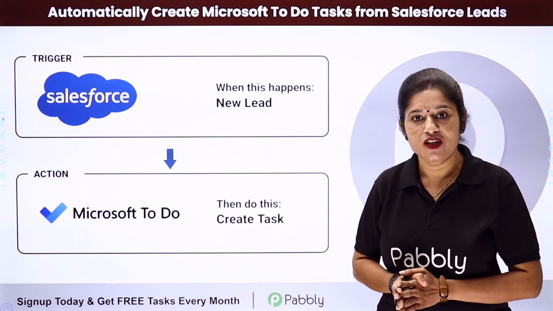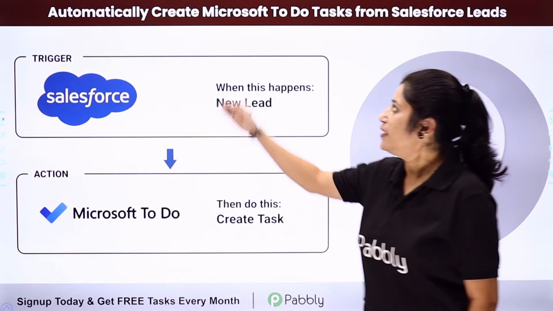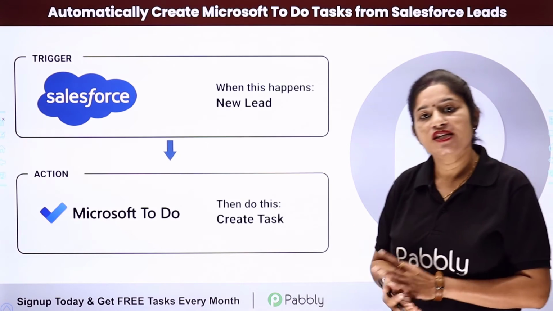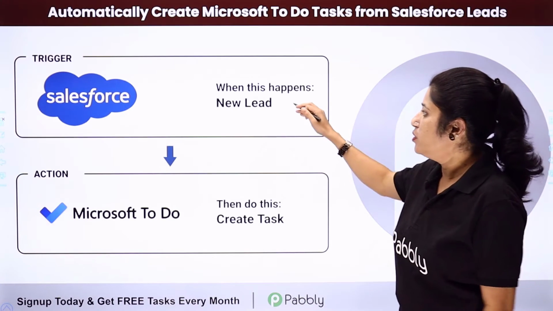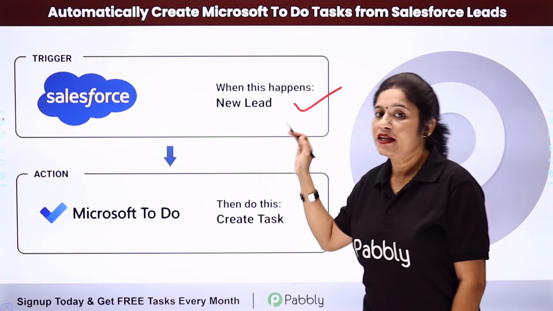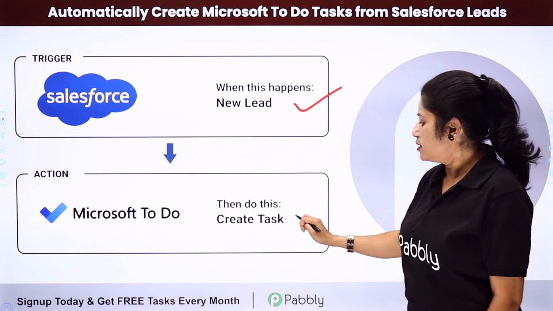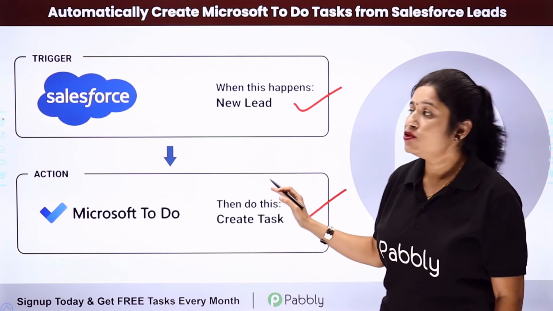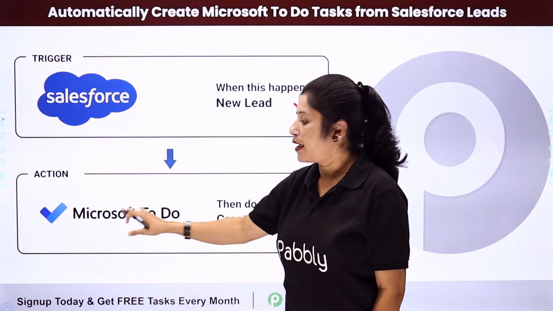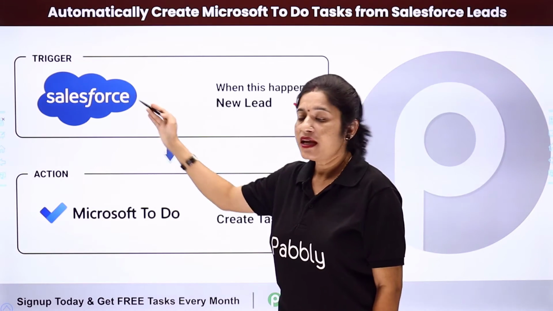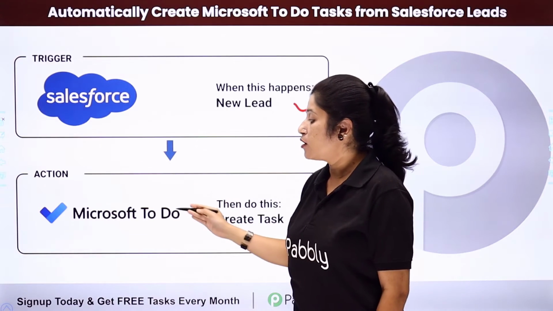In this video, we are going to learn how you can automatically create Microsoft To-Do tasks from Salesforce leads. The idea here is that whenever you create a new lead in your Salesforce CRM software application, automatically using the details of the lead, a new task should get generated in your Microsoft To-Do account. For that, you need to integrate Salesforce with Microsoft To-Do. So here your trigger application would be Salesforce and your action application would be Microsoft To-Do.